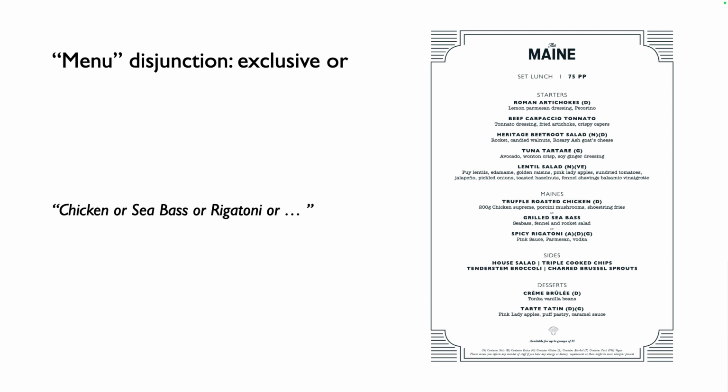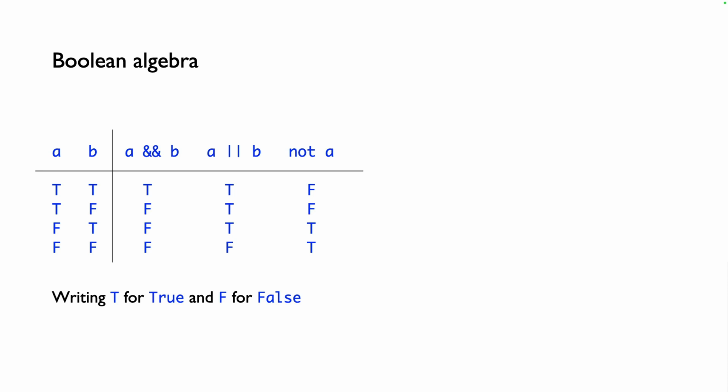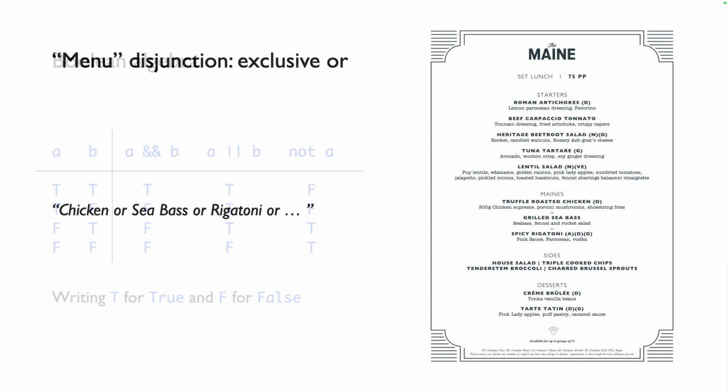So this is what's called exclusive OR. The OR we showed on the previous slide was inclusive. It was true if both A and B are true. And what we want now is an OR that is true only when precisely one of them is true. Let's see how we can define that.